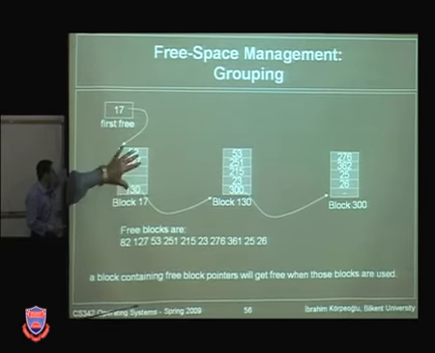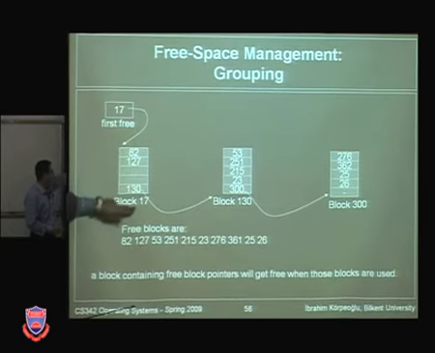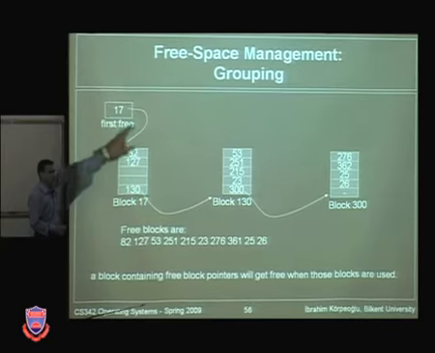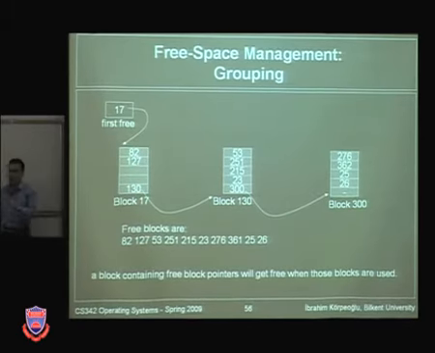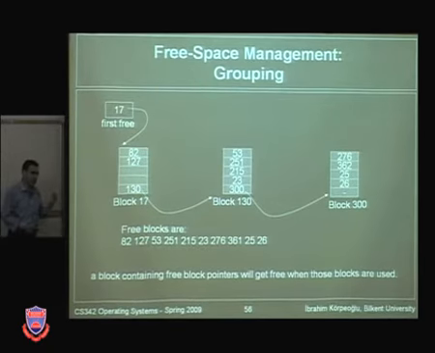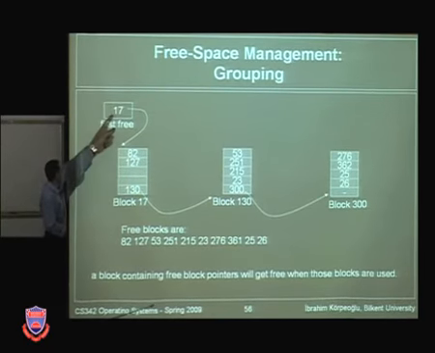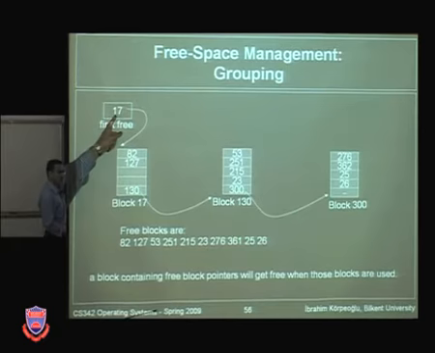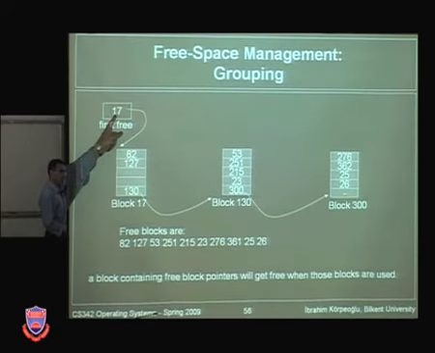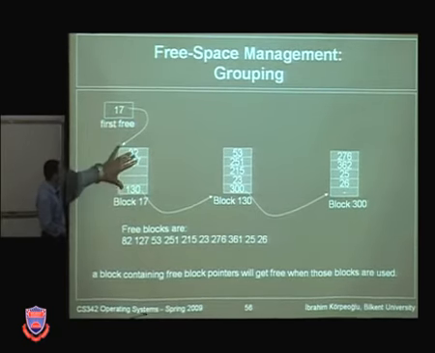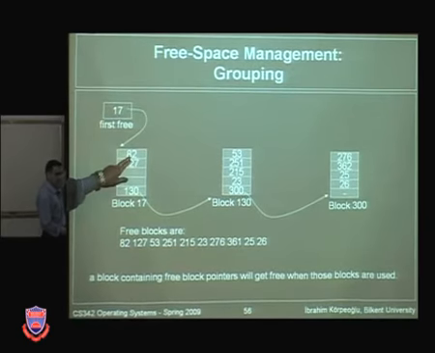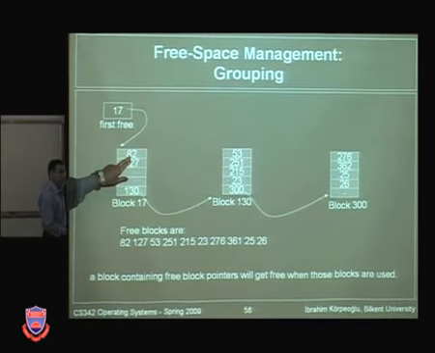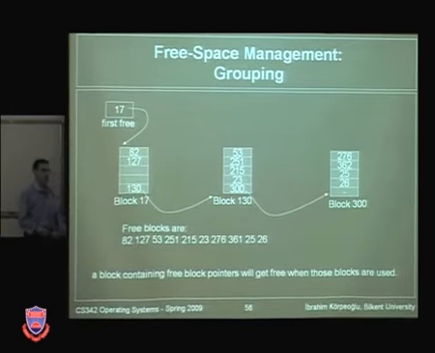Okay, block 17 contains free block addresses, and 17 is recorded here. So if I want to now allocate any block to a file, I need to find a free block, right? What do I do? I follow that pointer. That pointer says go to block 17. That will include some free block addresses. So I go to block 17 and obtain, for example, this one. Block 82 is a free block, so I can just allocate that one to the file.